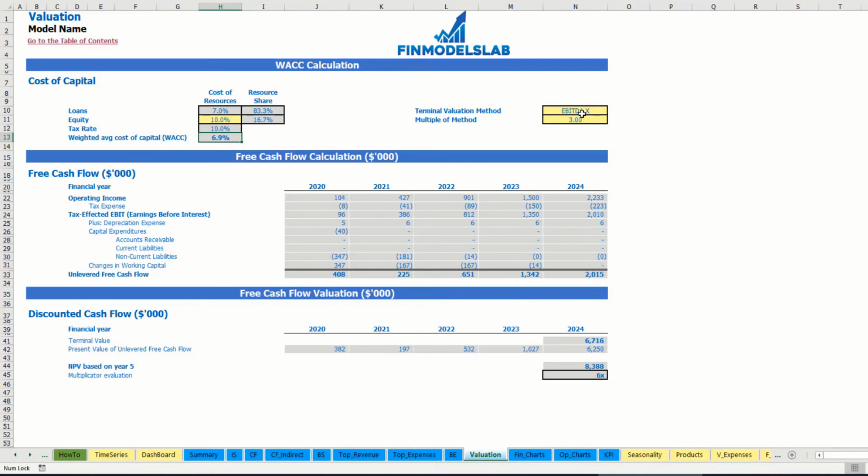In the valuation model there is 2 valuation methods, which is EBITDA multiple and revenue multiple. You may select one of them, and below you may input multiple of methods. Based on this information we can see terminal value, which is calculated on unlevered free cash flow. You may see the present value of unlevered free cash flow and PV.